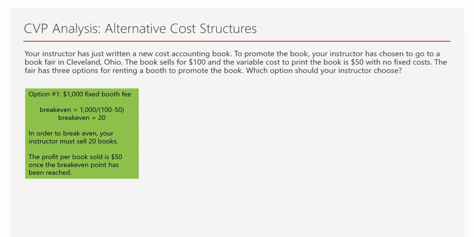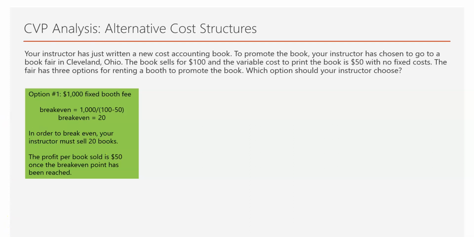So option number 1, $1,000 fixed booth fee. If I have that fixed fee, then I have to take my break-even point, my fixed costs for the booth fee of $1,000, divide that by my contribution margin per unit, which is the $100 selling price minus the variable cost to print the book, $50. And you can see I have to sell 20 books just to break even. So in order to break even, your instructor must sell 20 books. The profit per book is $50 once the break-even point has been reached.